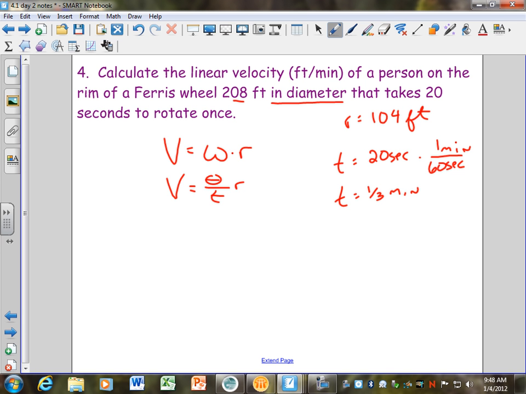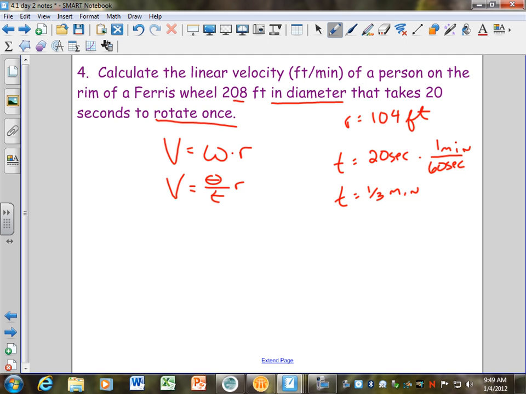Traveling here? What are they wanting us to find? We're wanting to find the velocity of a person on the Ferris wheel, 208 feet diameter, that takes 20 seconds to rotate once. Remember the last problem, it said, how long does it take to make 2/3 of a revolution? This one, we're going all the way around the Ferris wheel. Do you agree with that?